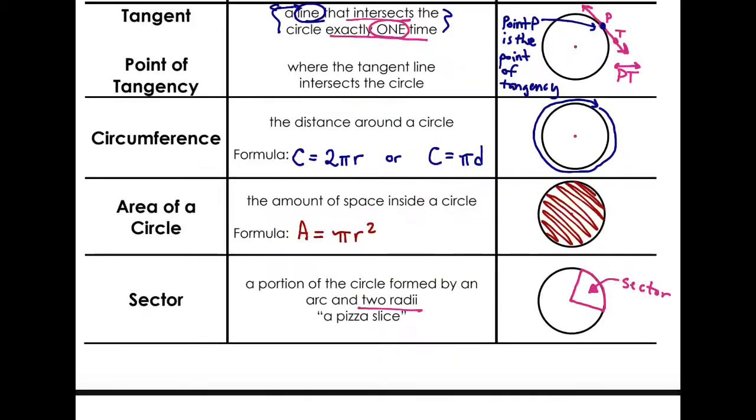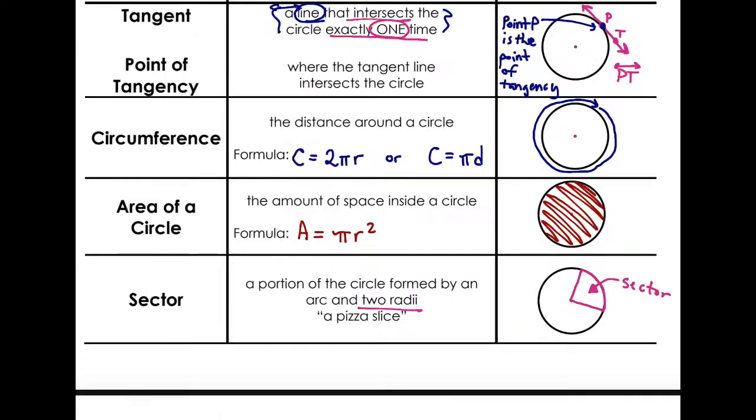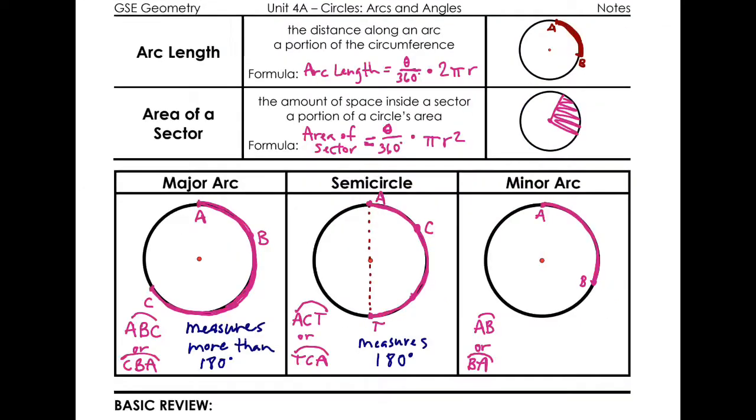As you could see in these other vocabulary words, AB could be used to name a segment, could be used to name a line, but using 2 letters can also be used to name an arc. That's why it's very important what you put on the top of it there. All right, and then we also just need to note that it measures less than 180 degrees.